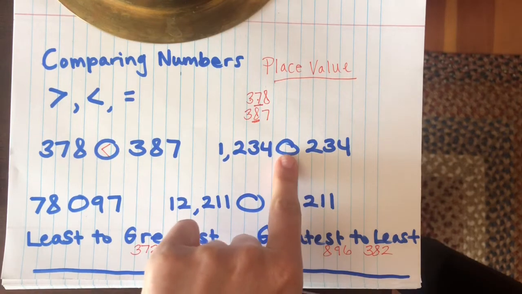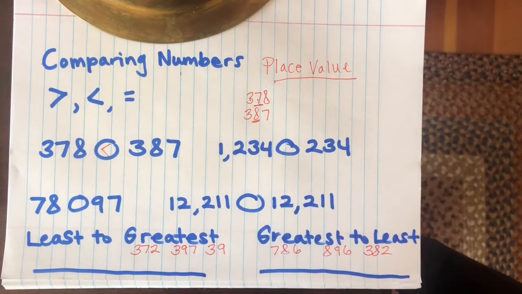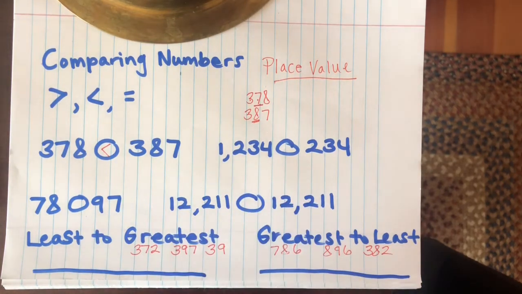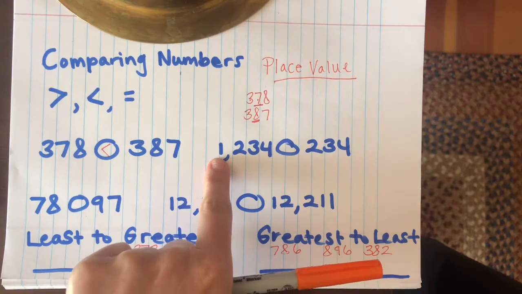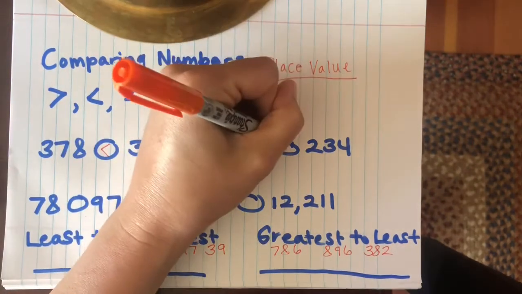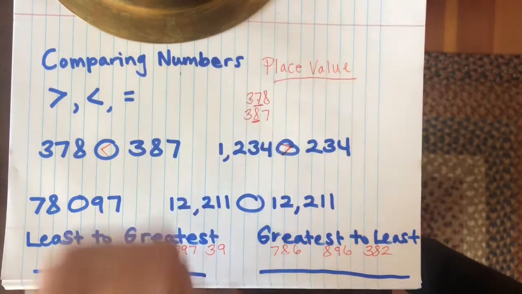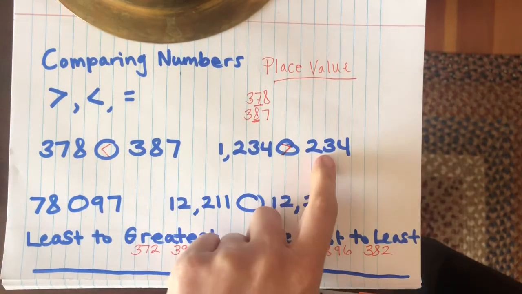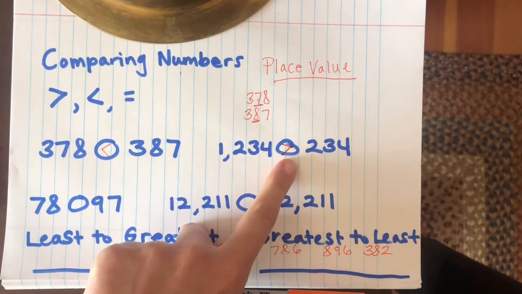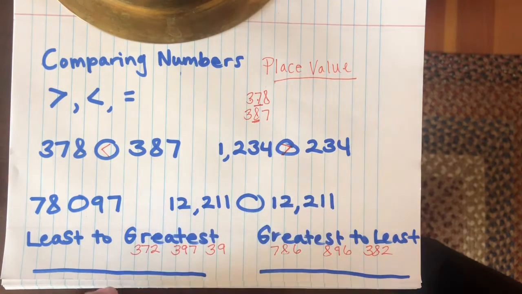Okay, same thing here. 1,234, compare it to 234. Well, both have the 234, but they're not the same number. If I look here and compare with the greatest place value, this number has a thousands place and this one does not. So I know that numbers with 1,000 are greater than numbers with just hundreds. So 1,234 is greater than 234.